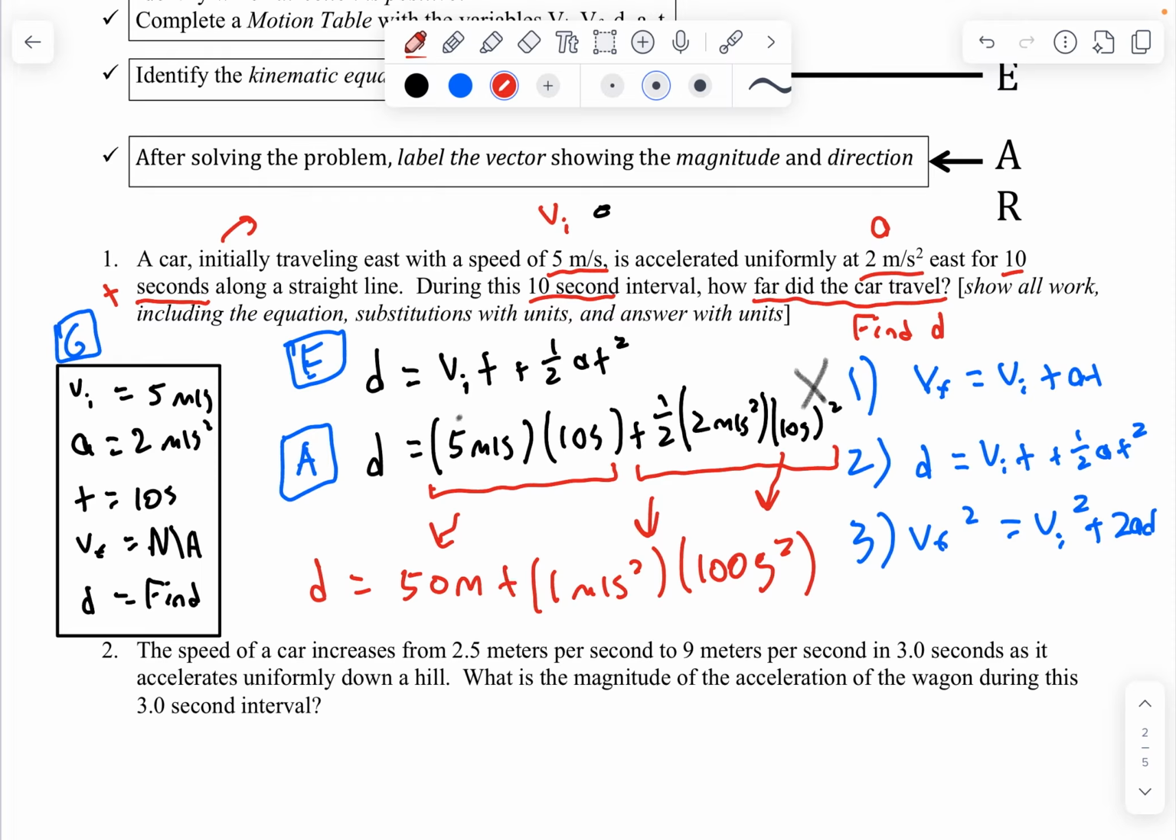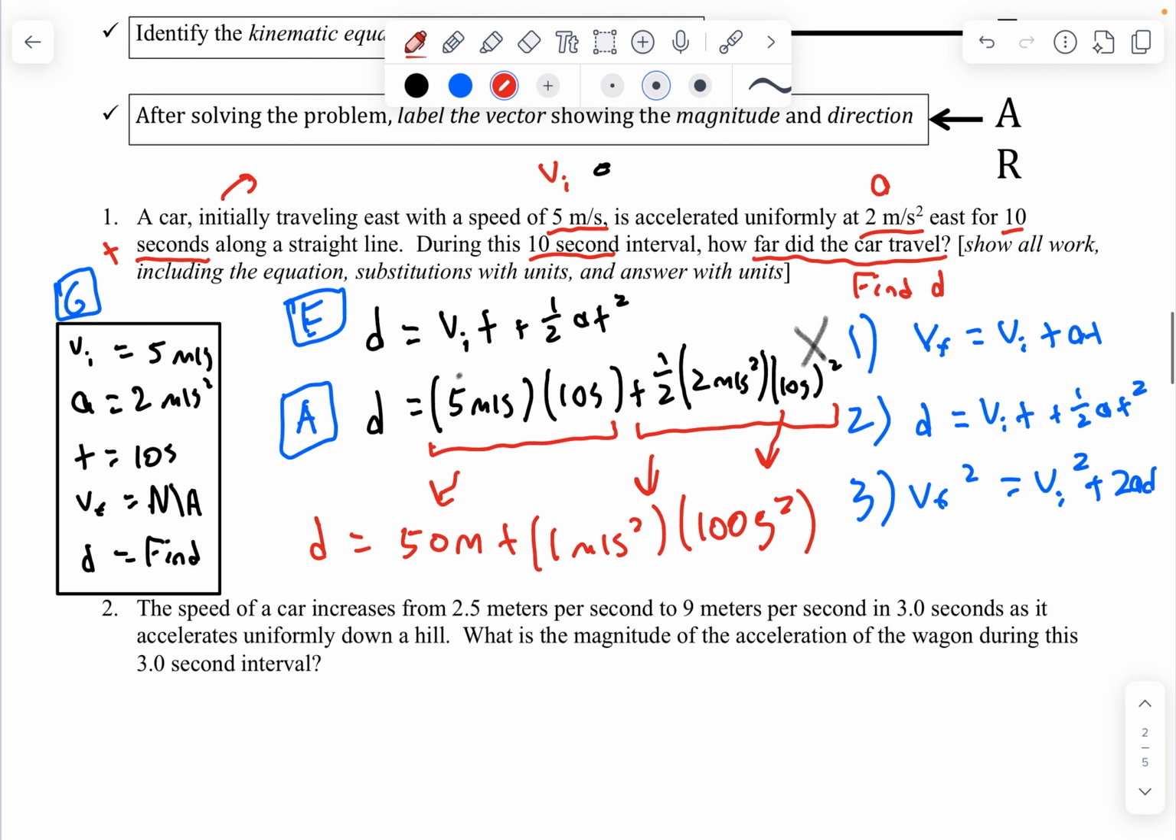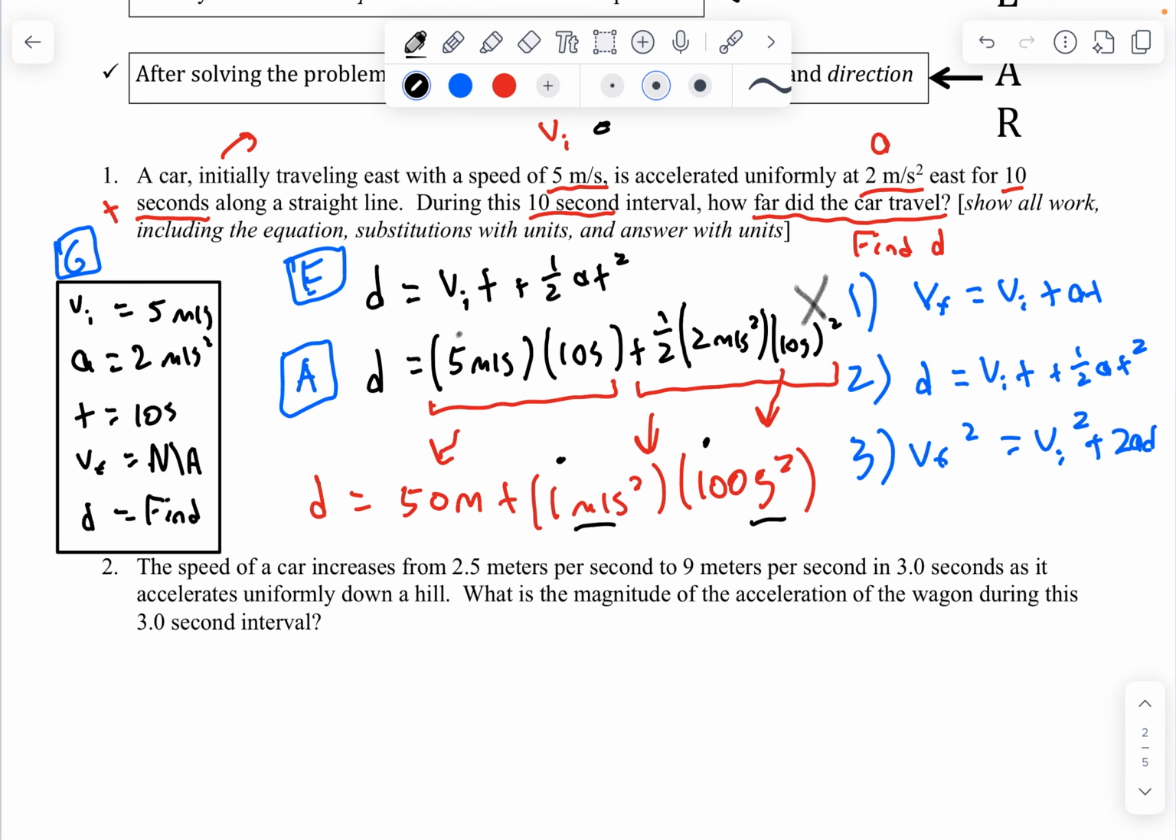And now, what's 1 meter per second squared times 100 seconds squared? Well, what is 1 times 100? Just 100. But then what's meter per second squared times second squared? We also have to do the units here. So you can look at it like this, meters over seconds squared times seconds squared. Remember, these just cancel out, and that gives us meters. This becomes 50 meters plus 100 meters.